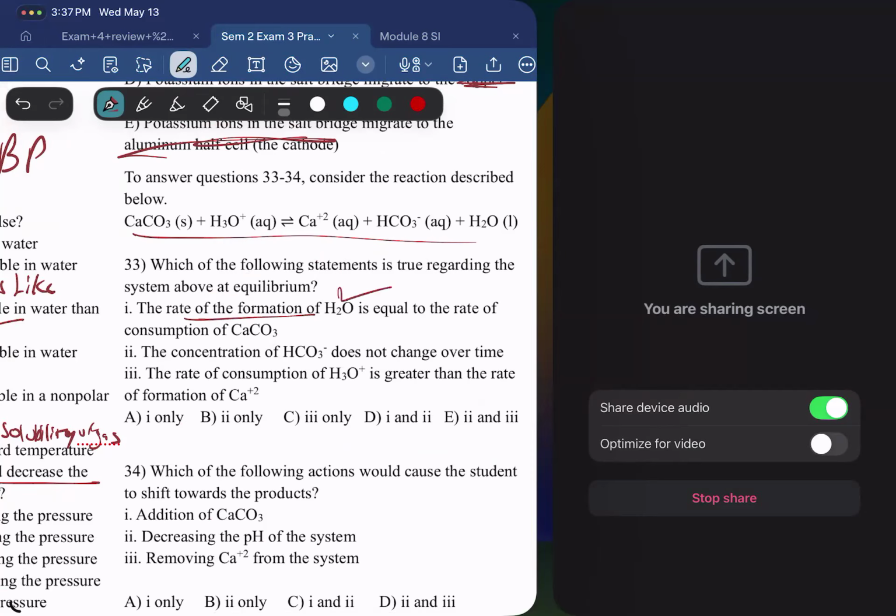And then, the concentration of HCO3 does not change over time. That's also true, because at equilibrium the concentrations of products and reactants are constant. Three, the rate of consumption of H3O plus is greater than Ca plus 2. That's also wrong. So the answer choice here would be D.